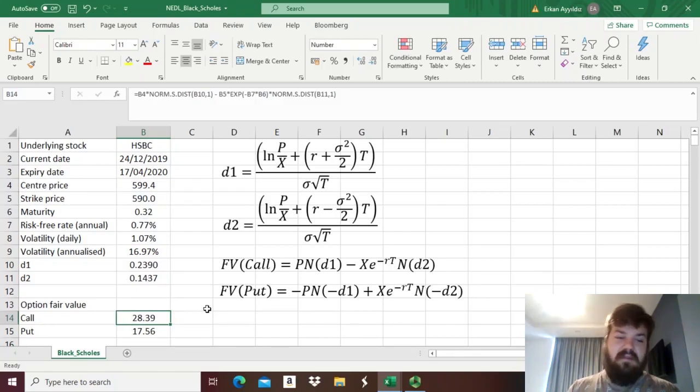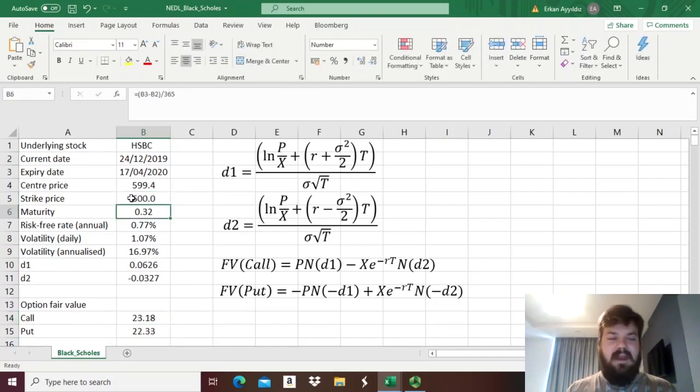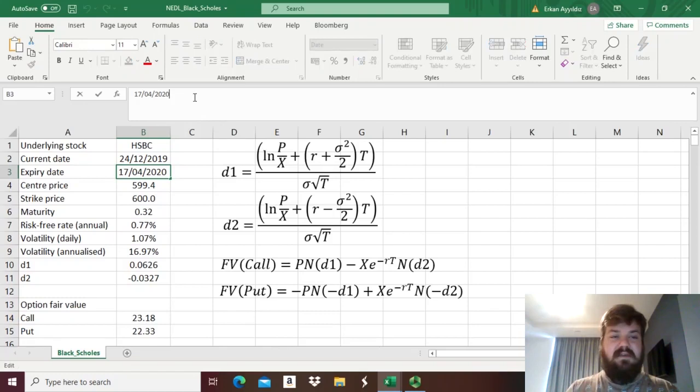The fair value of the call increases and the fair value of the put decreases because, again, it's more valuable to buy something cheap, but it's less valuable to sell something cheap. Well, let's return back to 600, shall we, and test what would happen if the expiry date of the option is different. Let's assume that instead of 17th of April 2020, our expiry date is actually 17th of April 2021. So our maturity will increase roughly by 1 year. Let's see what would happen to option fair value given this scenario.